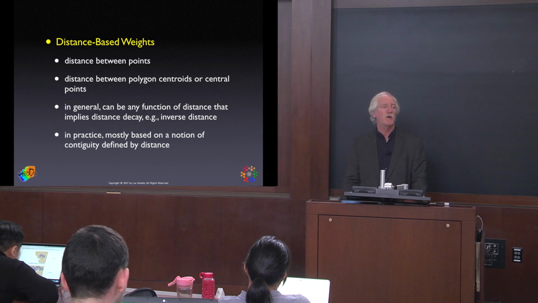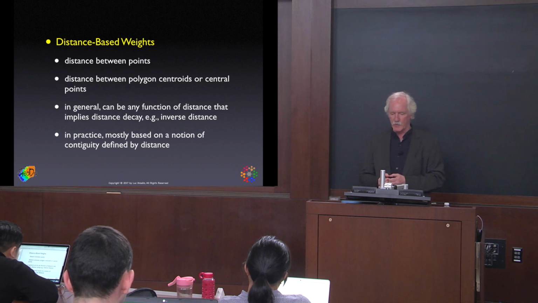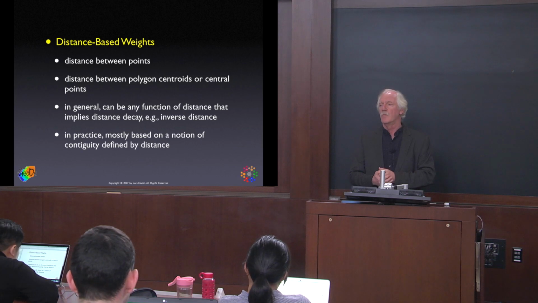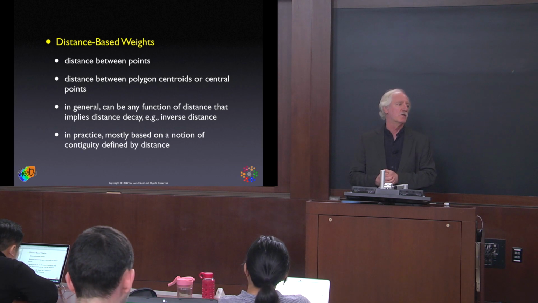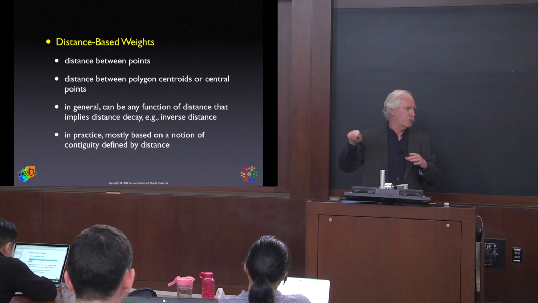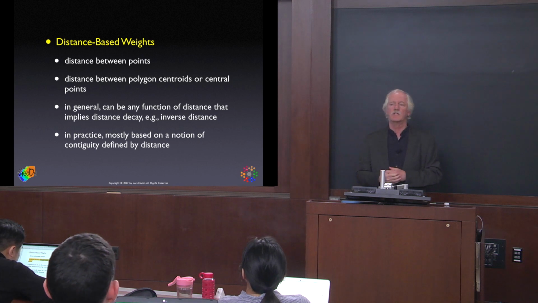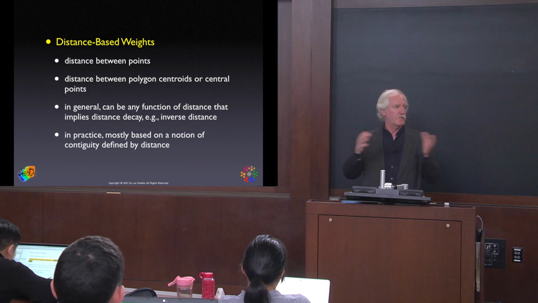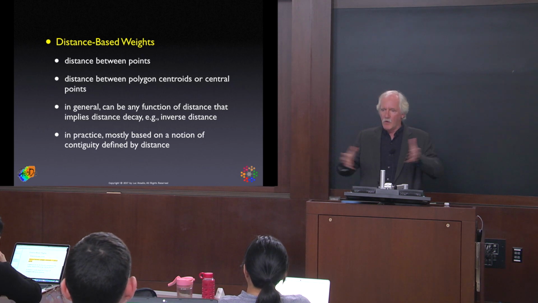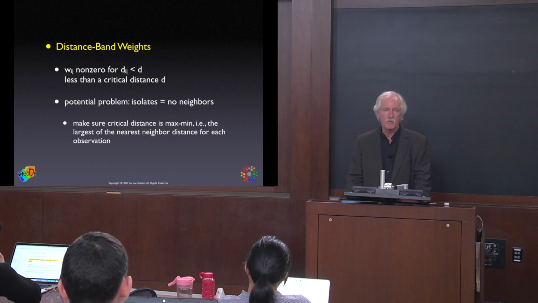So distance-based weights, and we'll go over all this in much more detail on Monday with some illustrations. Distance typically between points or between point counterparts for areas. So an area can have a central point, and so then you compute the distances between the central points. And so any function of distance you can use, typically it's a distance band. You have some kind of critical distance where you say if we're beyond that, it's 0. Within that, it's a 1. So this is critical distance.